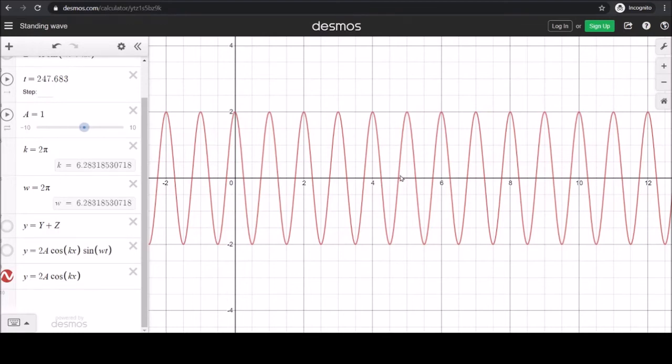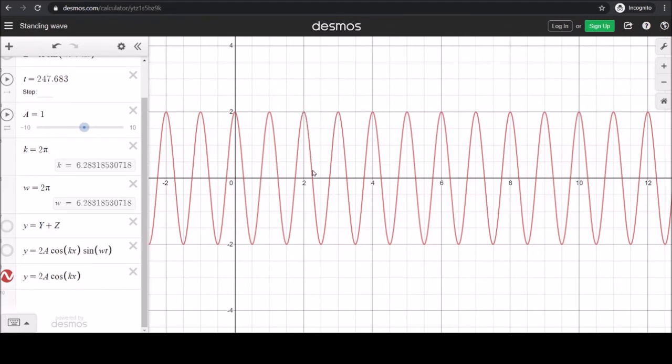Let's try to determine the distance between antinodes. Let's say this antinode and the next antinode is here. What is the distance between this antinode and this antinode? You can see the distance here is 1 square. If you notice, 1 square here is actually half of a complete oscillation of a standing wave.